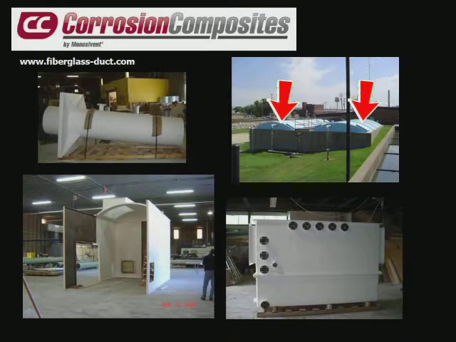The lower photo is a box scrubber. This is a typical cross-flow chemical scrubber. The air comes in one side, goes through a wetted bed of packing, and goes out the other side.